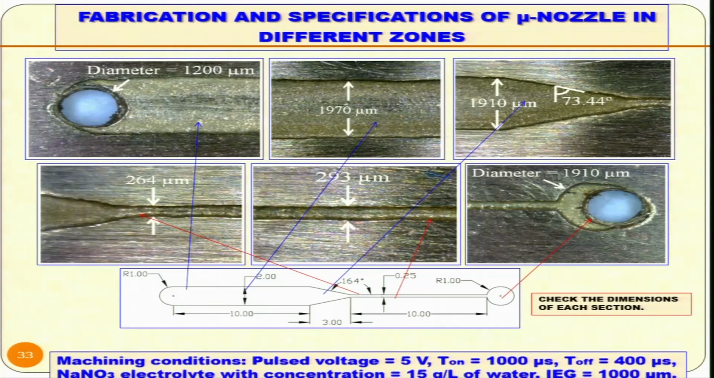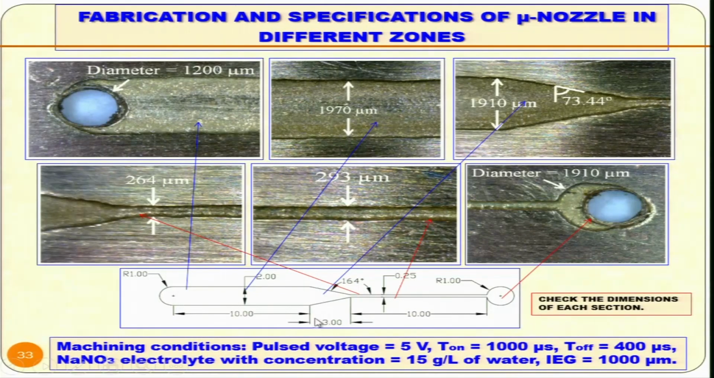Now, machining conditions were used as 5 volt, because we have already seen in electrochemical micromachining it is normally less than 10 volts. T on time 1000 microsecond, T off time 400 microsecond. Sodium nitrate as the electrolyte with concentration 15 gram per liter of water, and inter-electrode gap as 1000 micrometer.